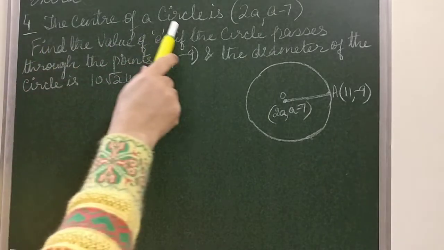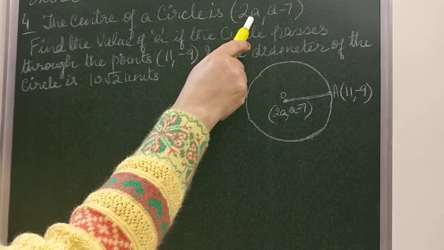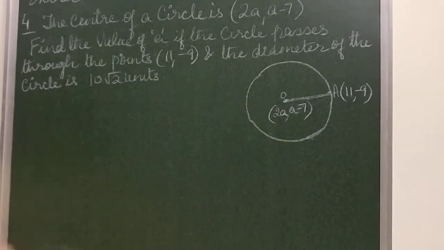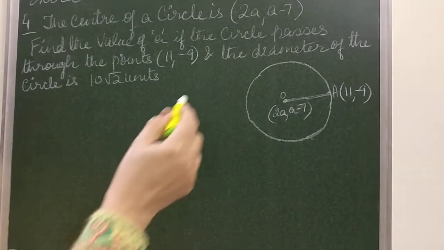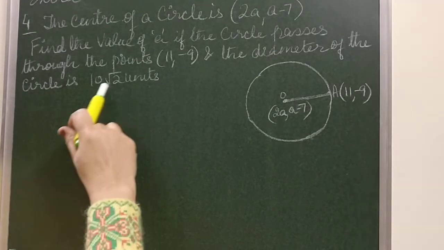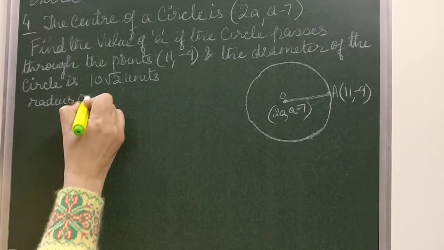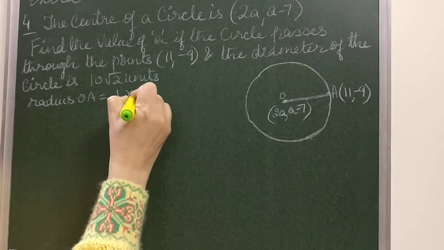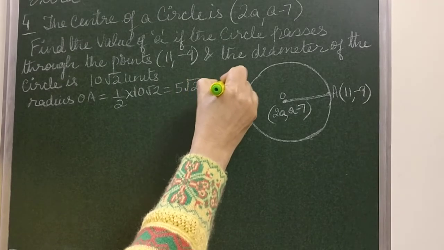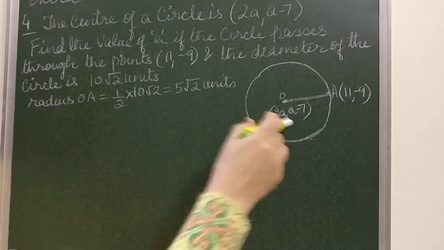Fourth sum, the center of a circle is (2a, a minus 7). Find the value of a if the circle passes through the point (11, -9). Let that point be A and the center of the circle be O, right? And the diameter of the circle is 10 root 2 units. So diameter is 10 root 2 units, implies the radius will be half of it. So radius OA equals half of 10 root 2, that is 5 root 2 units. Okay, and we have to find out the value of a. So we will use the distance formula and then we'll be able to find out the value of a.